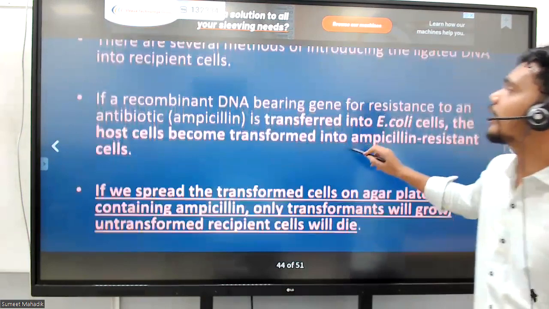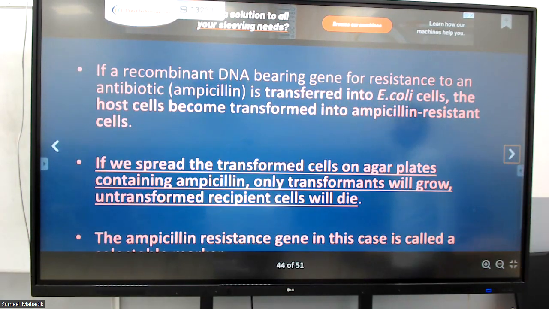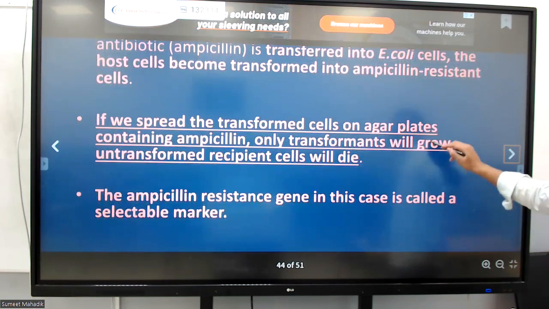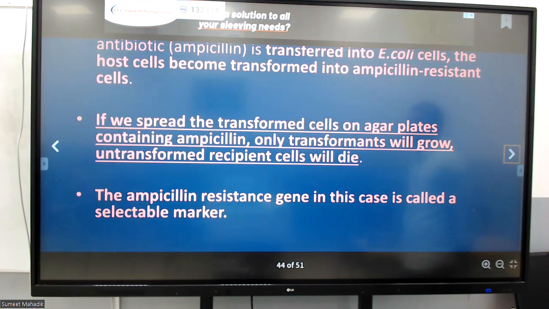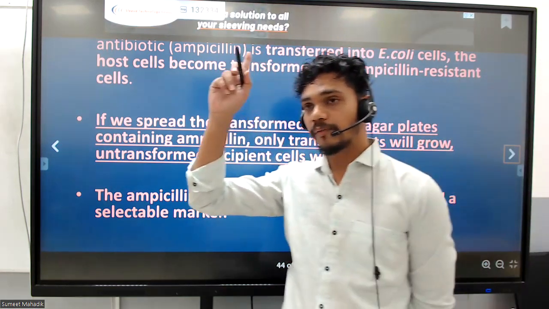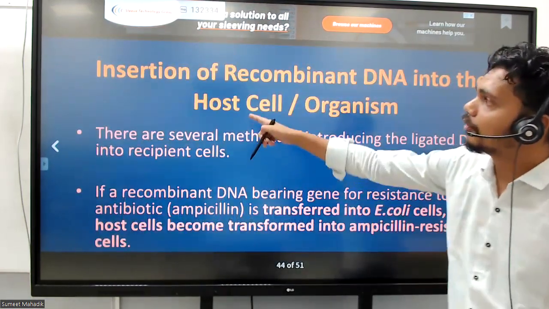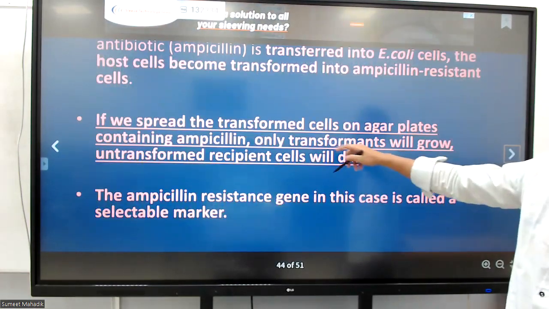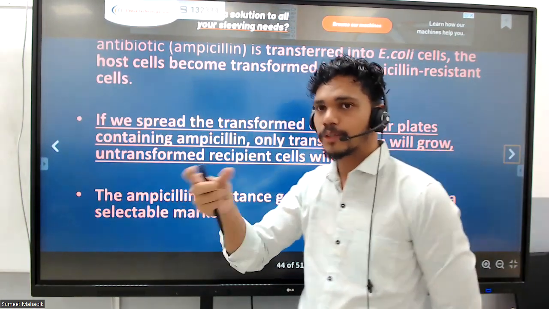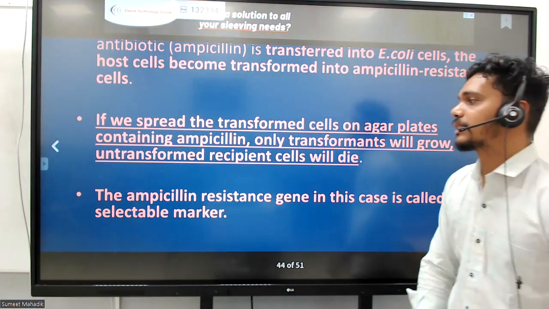So if a recombinant DNA bearing a gene for resistance to the antibiotic ampicillin is transferred into an E. coli cell, the host cell transforms into an ampicillin resistant cell. If we spread the transformed cells on an agar plate containing ampicillin, only the transformed ones grow. That is the blue white thing. What did we do in blue white? Similarly, we are keeping the insertion, and we are checking whether it is antibiotic resistant or not. So the ampicillin resistance gene in this case is called a selectable marker.